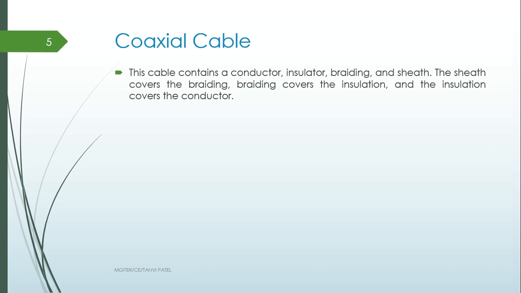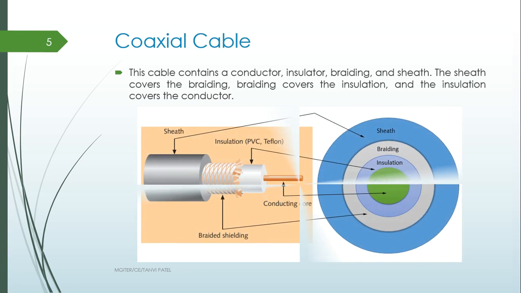Now, first one is coaxial cable. This cable contains a conductor, insulator, braiding and a sheet. The sheet covers the braiding, the braiding covers the insulation and the insulation covers the conductor. Here in figure you can see the coaxial cable, how it is being designed.